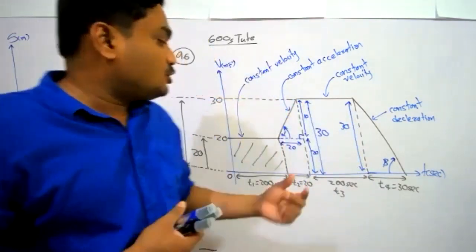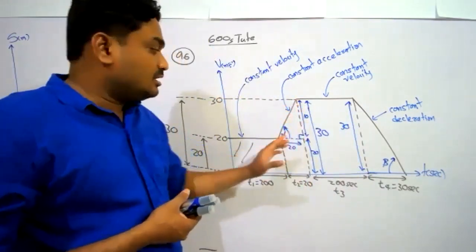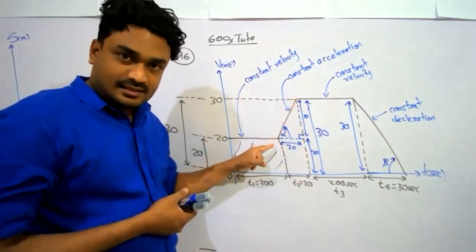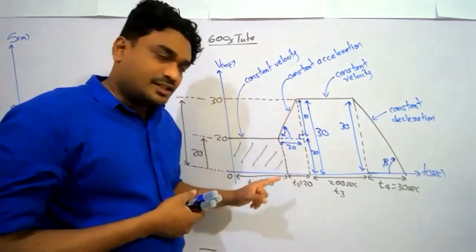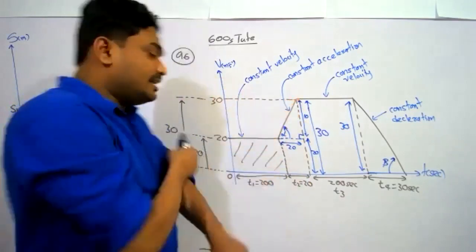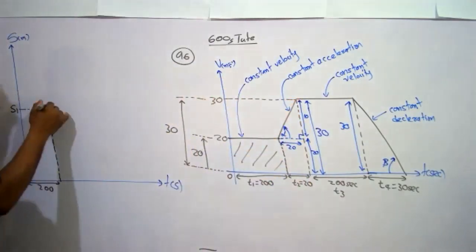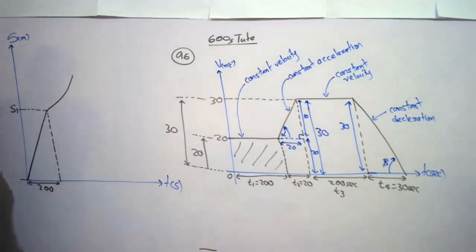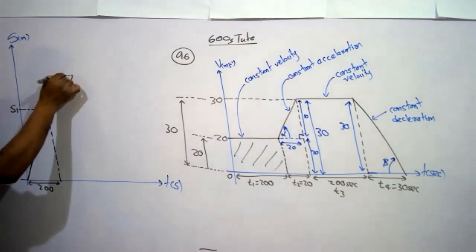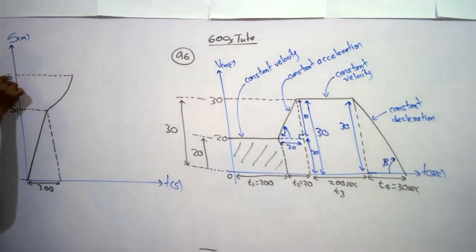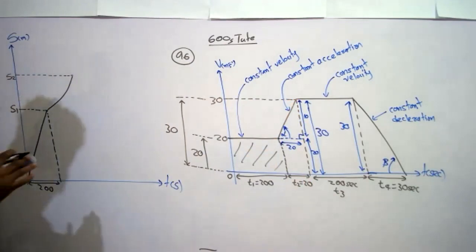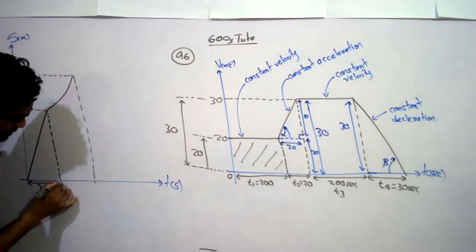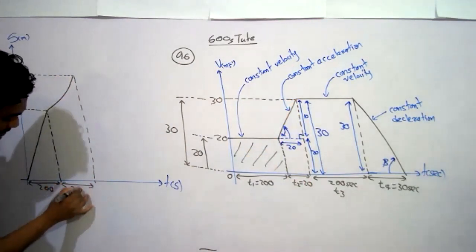Then during the next 20 seconds, there's an acceleration. In a velocity time graph, acceleration is indicated by a straight line. In the displacement time graph, acceleration is indicated by a curve like this. Then it obtains a displacement of S2 during the next 20 seconds.